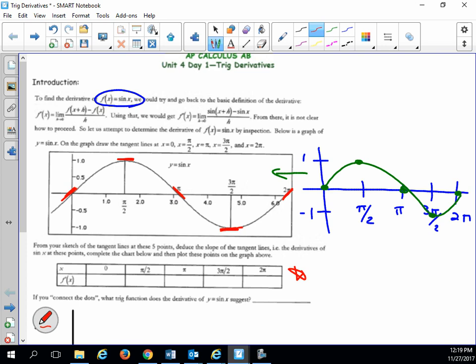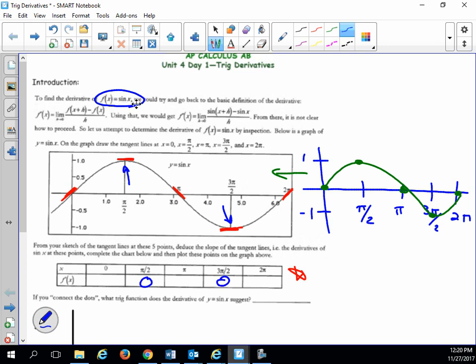Now 2 of these tangent lines you can figure out what the slopes are quite easily. You should recognize this tangent line and this tangent line have a great slope. They are a slope of 0. Slope of 0, slope of 0.